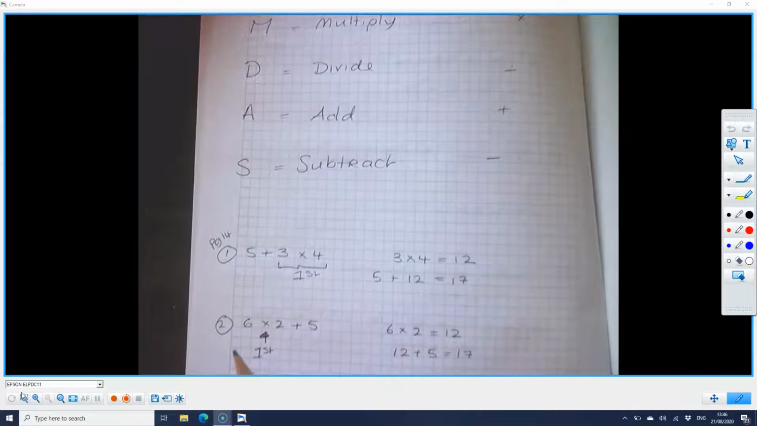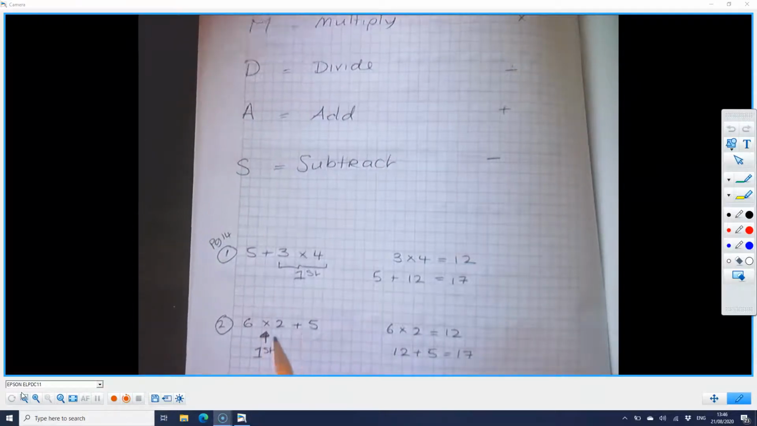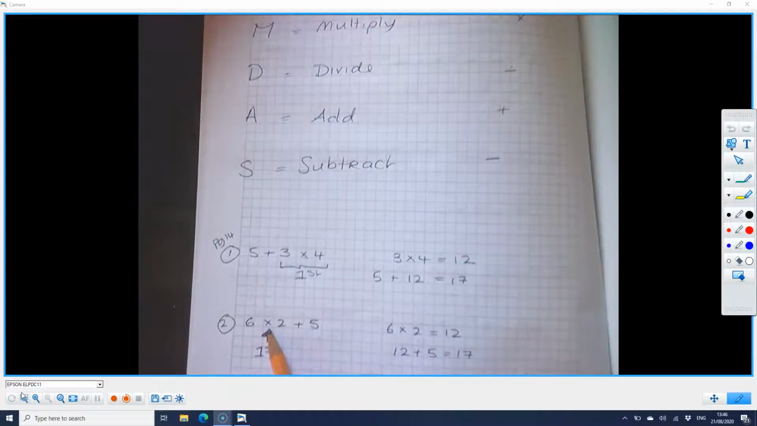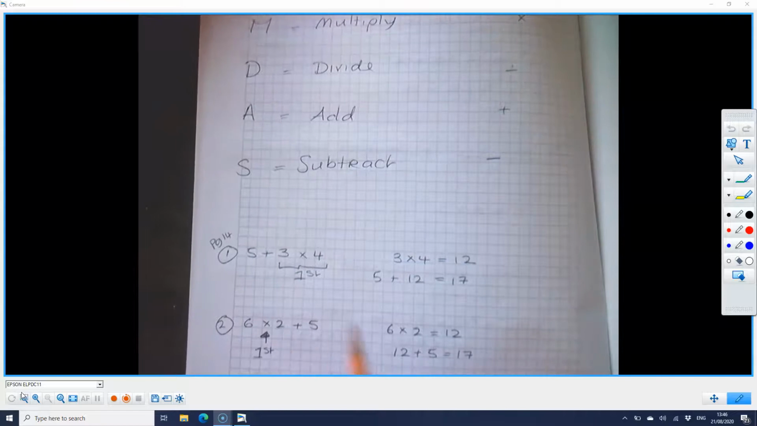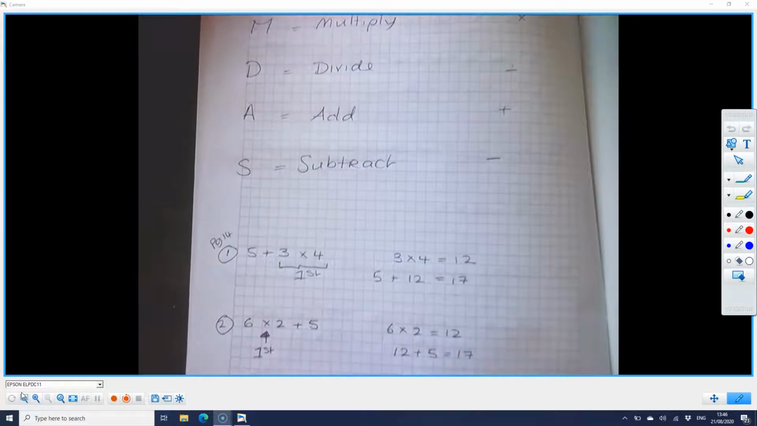If we look at the second one, we've got 6 times 2 plus 5. So again, you look at the operation sign. So we've got a multiplication sign and a plus sign. Multiplies come before pluses, so you do the multiplication part first. So 6 times 2 gave you 12, and then you add your 12 plus your 5 and you get 17. Okay, a few more.